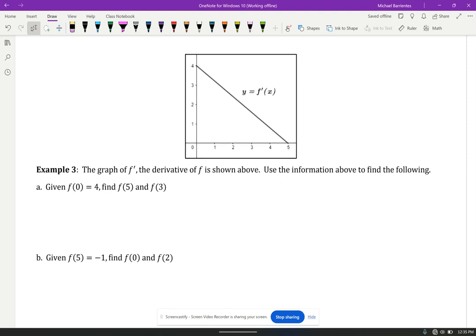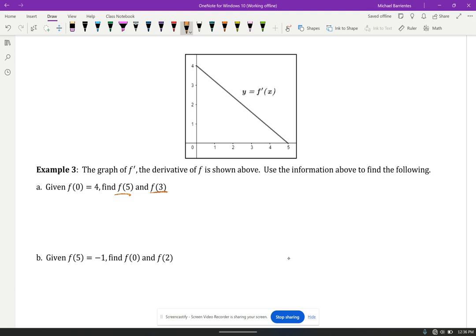We are looking at the fundamental theorem and the accumulation model in terms of graphs. We are given the graph of f prime, the derivative of f. We are trying to find two things, f of 5 and f of 3. These are two separate problems, so I'm going to do f of 5 here and f of 3 over here.